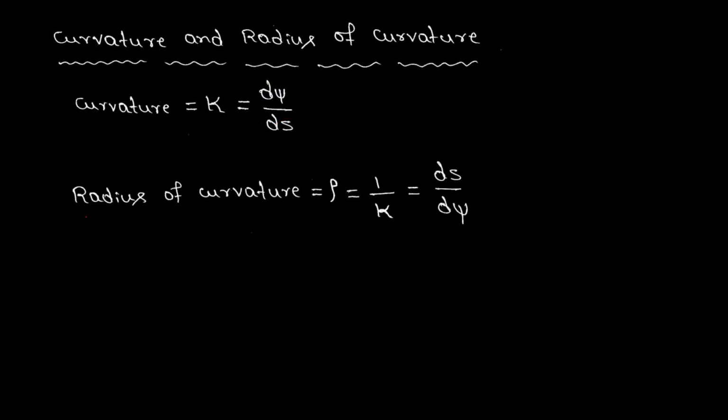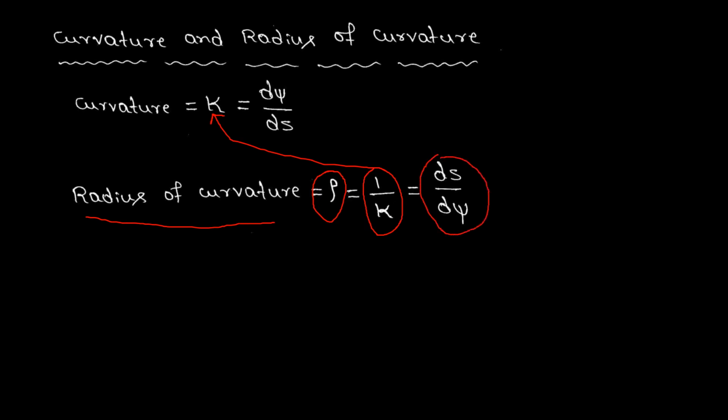Then we have radius of curvature. Radius of curvature is the reciprocal of curvature, which is denoted by rho and is given by ds by d psi. So these are the definitions of curvature and radius of curvature.